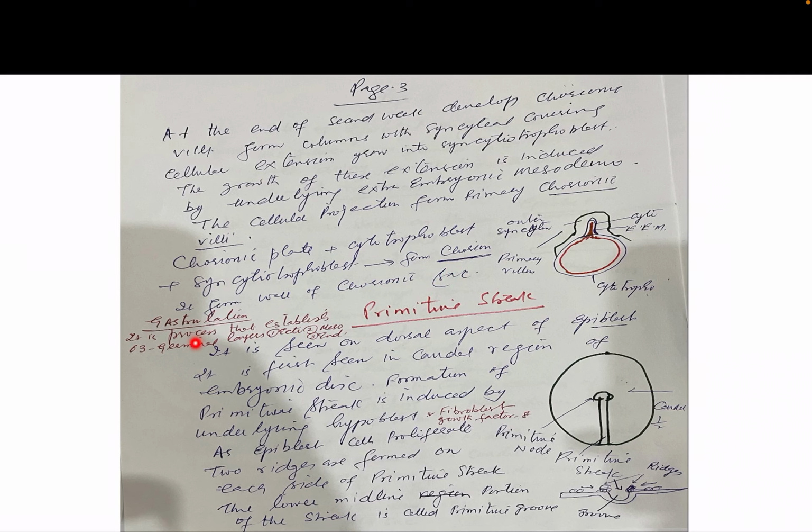Next topic is gastrulation. Many times it is asked in the university question also. Okay, write about gastrulation. What do you mean? Define gastrulation. It is the process that establishes three germinal layers, that is the ectoderm, mesoderm and endoderm.